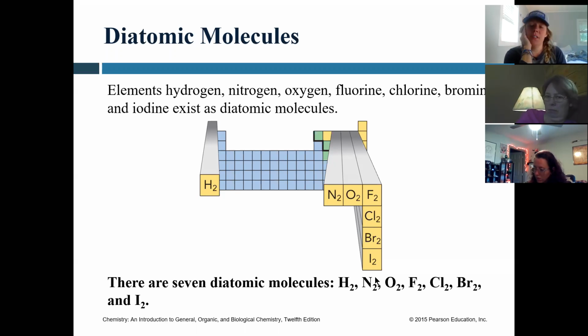So it's important to note this, because if I was to write a chemical formula and say, hey, sodium combines with chlorine, you would want to make sure that chlorine is written as Cl2, because if it's in elemental form, it's going to be in the molecular or the diatomic.